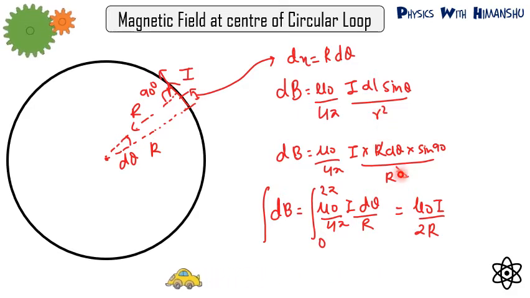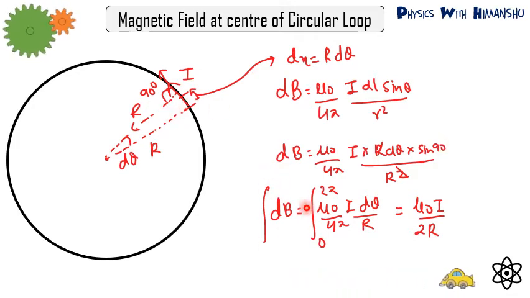So r will be the radius, dl will be r d theta, theta will be 90 degree because the direction of the length vector is parallel to the current. So the direction of the length vector will be like this and the point is at this position. So joining these two, the angle will be 90 degree. So sine 90 is 1.